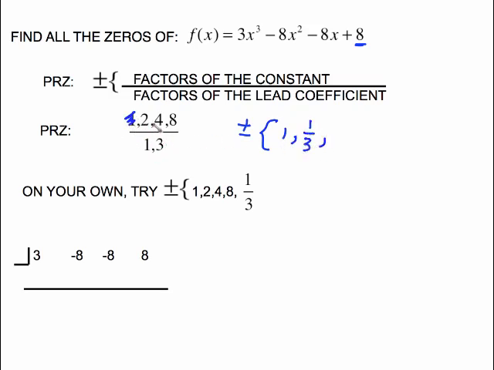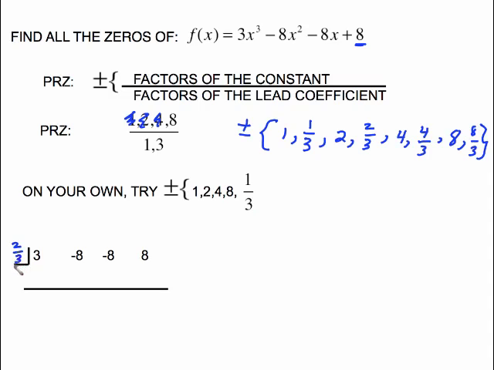I'm finished with the 1. Put 2 over 1. Put 2 over 3. I'm finished with the 2. 4 over 1. 4 over 3. Finish with the 4. 8 over 1 is 8, and then 8 over 3. So here's all of my possible rational zeros, all of those plus or minus. Now just to save time, try on your own these synthetically, and you'll see that they just don't work.